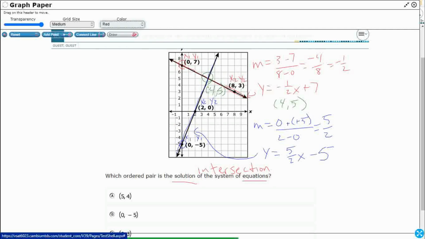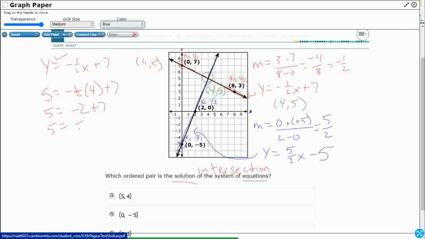So I'm going to take this first one, y equals negative 1/2 x plus 7. I'm going to plug in that 4 and that 5. So that's going to be 5 equals negative 1/2 times 4 plus 7. 5 equals negative 1/2 times 4 is going to be negative 2 plus 7. 5 equals 5. So that's a check.